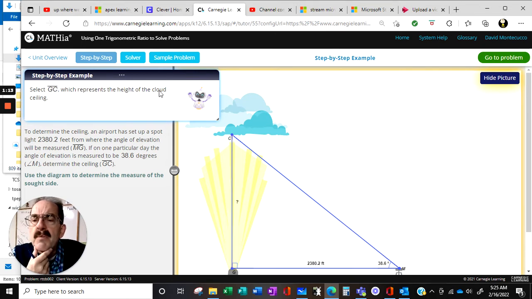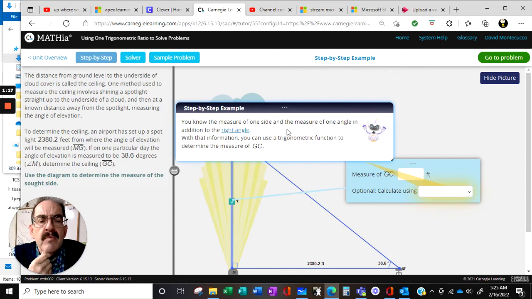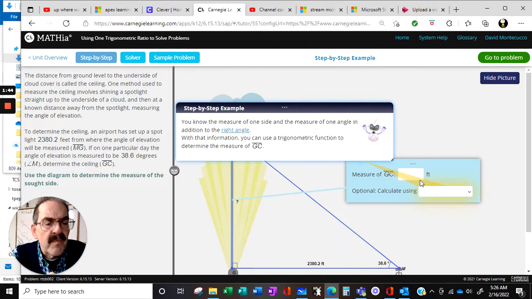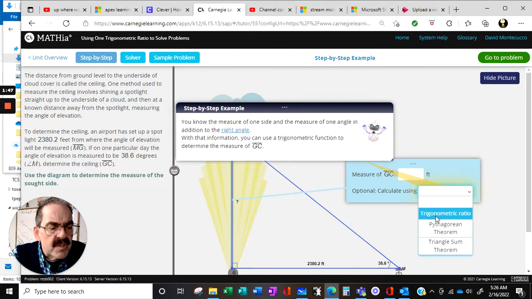Select GC, which represents the height of the cloud. Okay? So here's the height. The right angle. Which trigonometric function? You know that one side. Okay. So now if we know this side, we have this angle, the OPP over the ADJ. The OPP over the ADJ. The tangent. TOA. I shouldn't have written that, huh? I should say tangent. That should be tangent. Okay, so we're going to calculate using a trigonometric ratio.